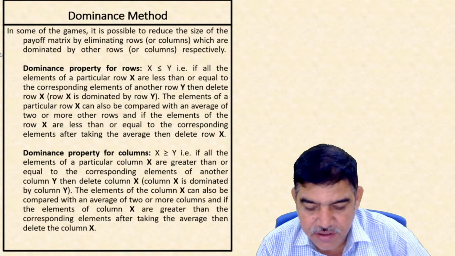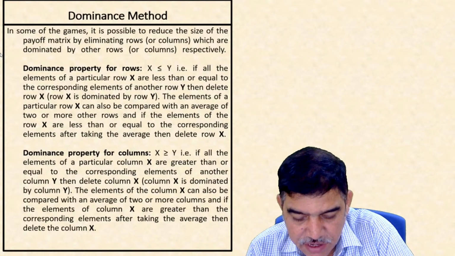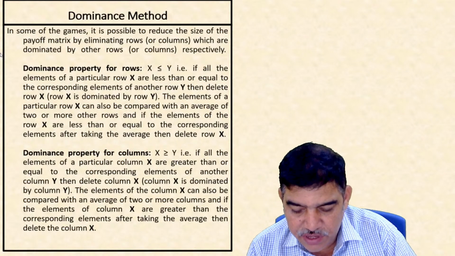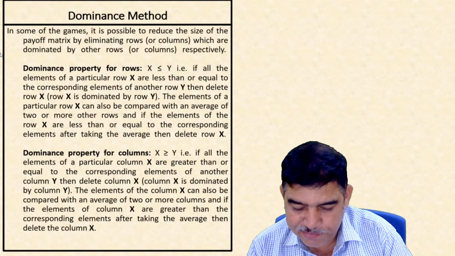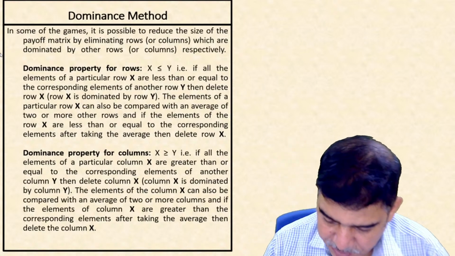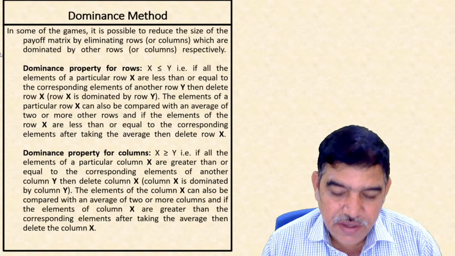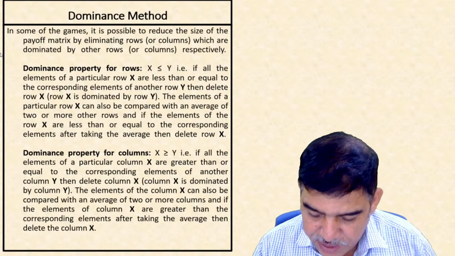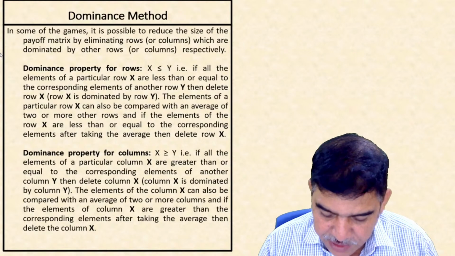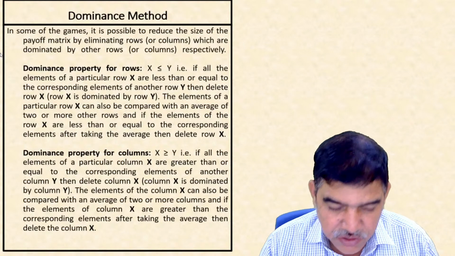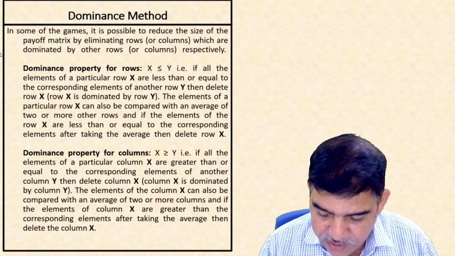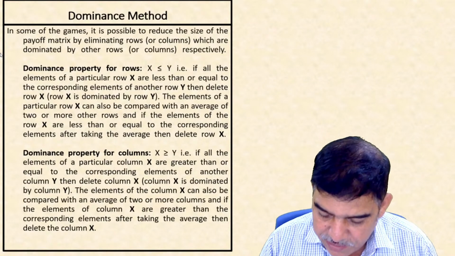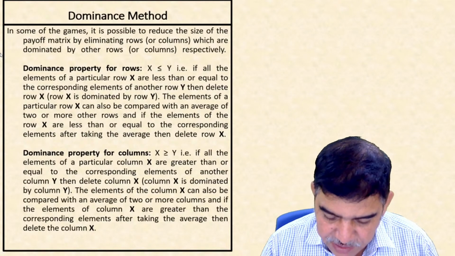Similarly, other methods are there: algebraic method, calculus method, linear programming method to solve the game problem without saddle points. Similarly, I am trying to explain the graphical method. Graphical method for 2 into n games. So step 1, reduce the size of the payoff matrix of player A by applying dominance property if it exists.